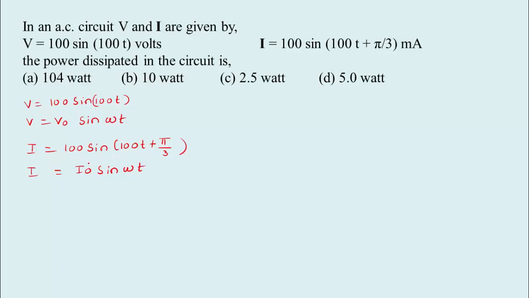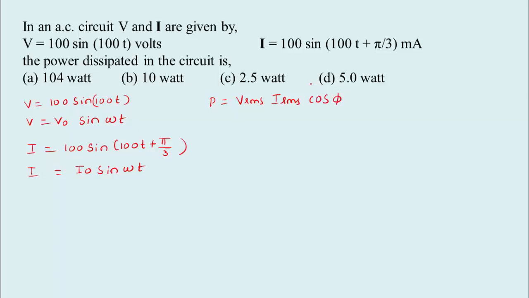So we have to calculate the power dissipated in the circuit. Power dissipation is generally given by the equation P equal to Vrms into Irms into cos phi.